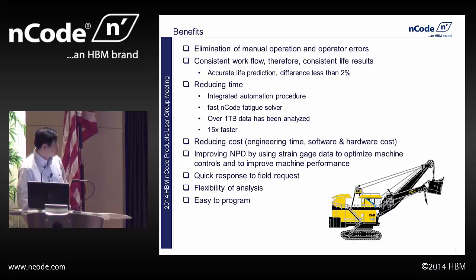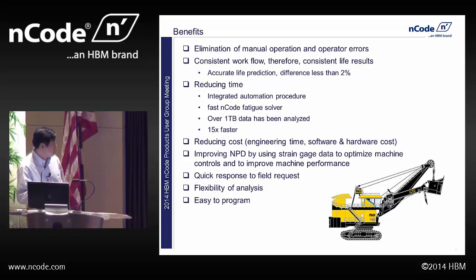And since November of last year, I've processed 1 terabyte of data, just myself and 1 computer. So we are able to do that. The process is about 15 times faster. And because we reduce the time, we also reduce the cost: engineering time and also the hardware and the software involved in the test. So now we can purchase less hardware and maybe fewer tokens from ENCODE. I don't know.